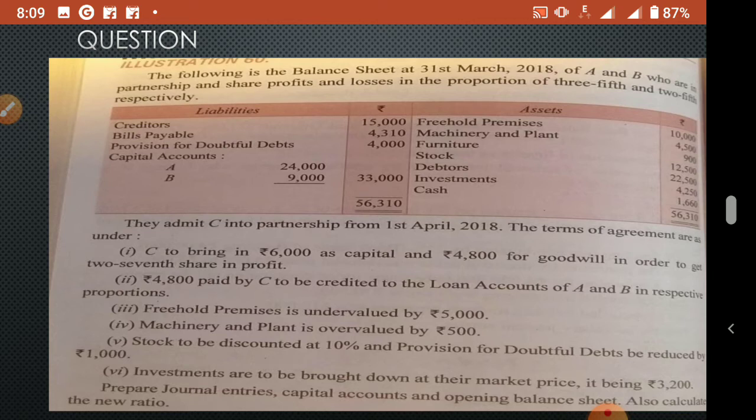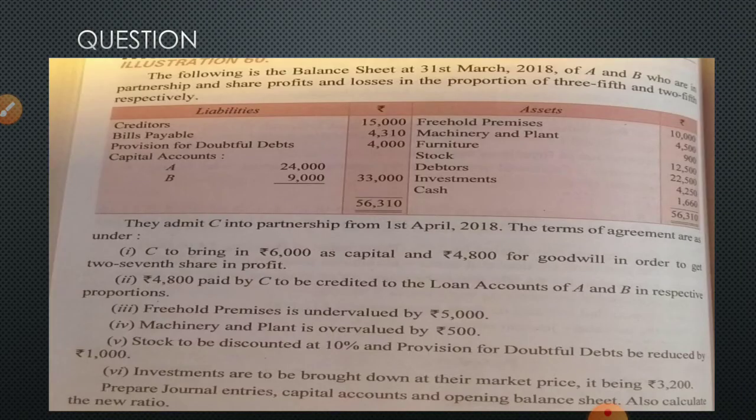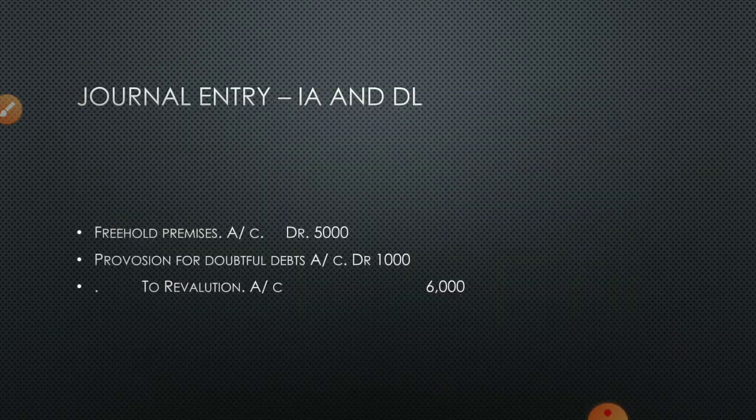Understood? Prepare journal entries, capital accounts, opening balance sheet. Also calculate the new ratio. So these are the things we have to do. First, the journal entry. Journal entry for what? For all these things. Capital, you can pass a journal entry. Goodwill, you can pass a journal entry. Then the premium for goodwill transferred to the loan account, that also. For all these adjustments you have to pass journal entries. So don't be confused about what to pass journal entries for. For the adjustment items whatever they give, for that you pass journal entries. Okay, now we'll see one by one.